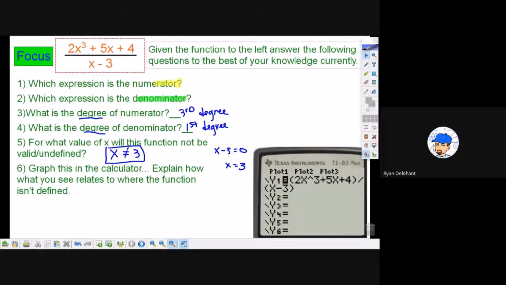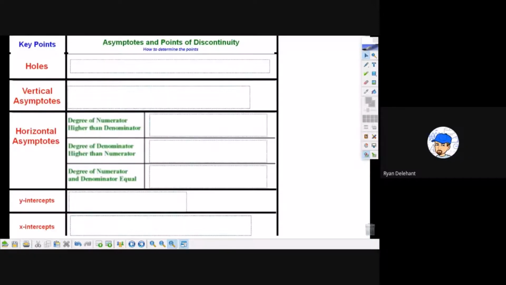So we're going to use degree. We're going to talk about where it's not defined. You know, we've got to know which one's the numerator and the denominator as we go through. But I gave you this list with these 5 key features defined. We've got to find holes, vertical and horizontal asymptotes, and x and y intercepts. Those are the 5 key features that I want you to be able to track down for all these rational functions.